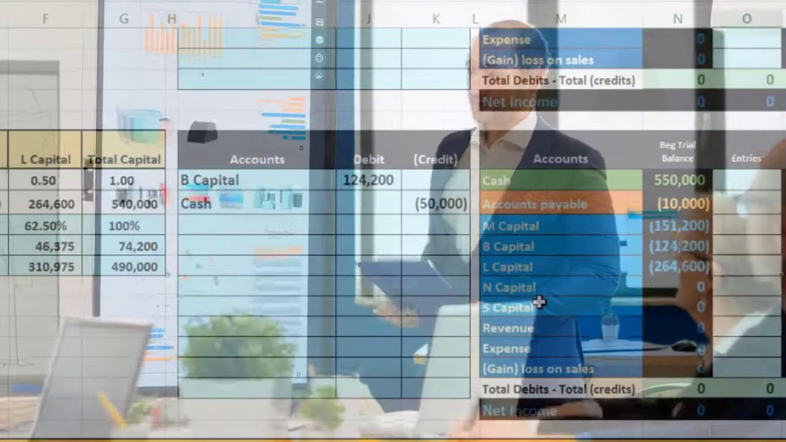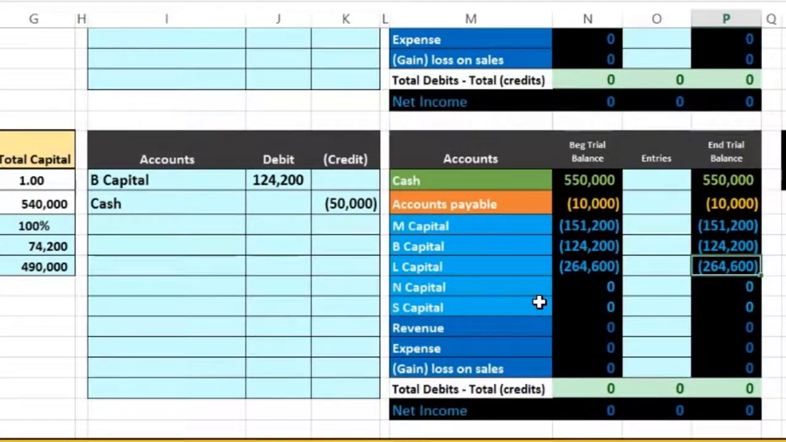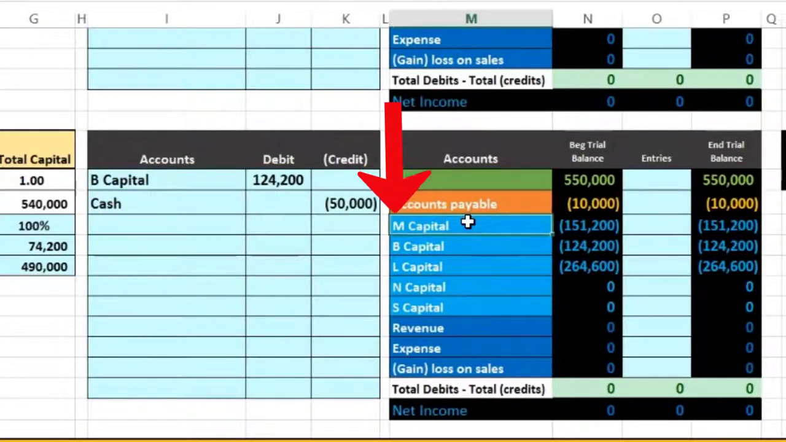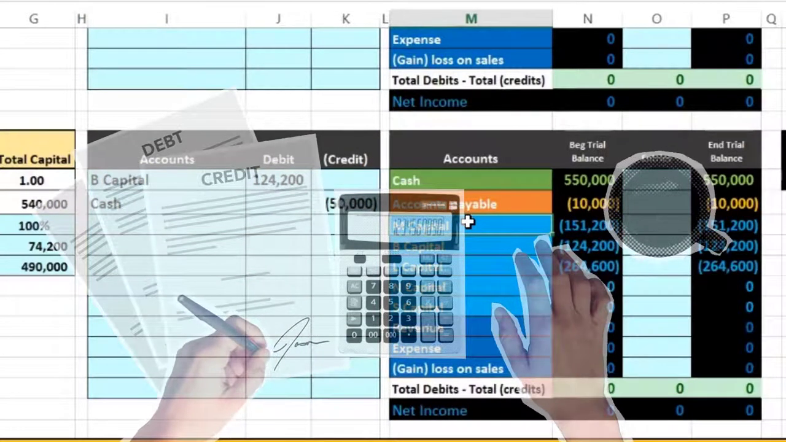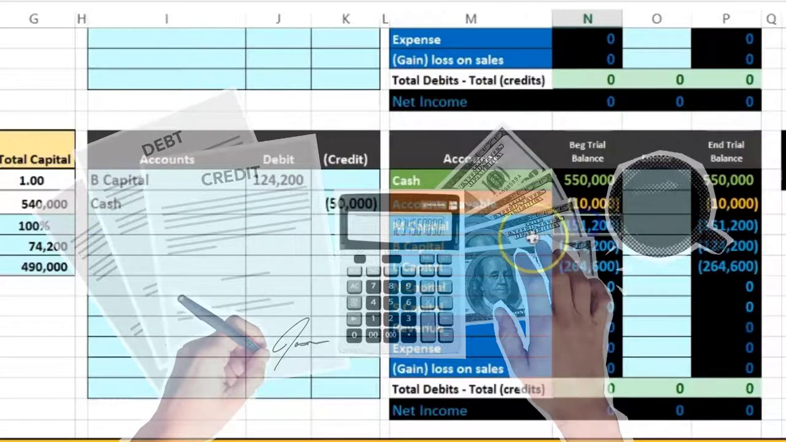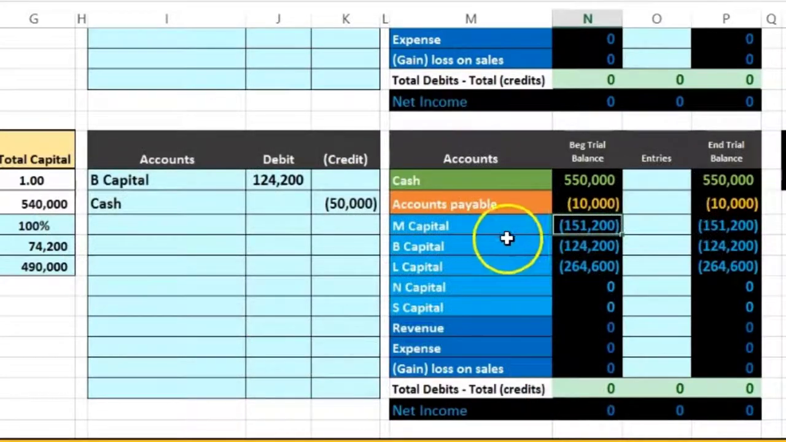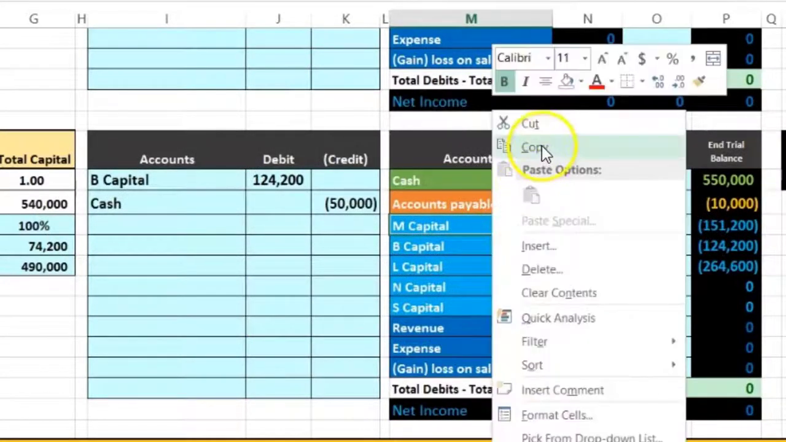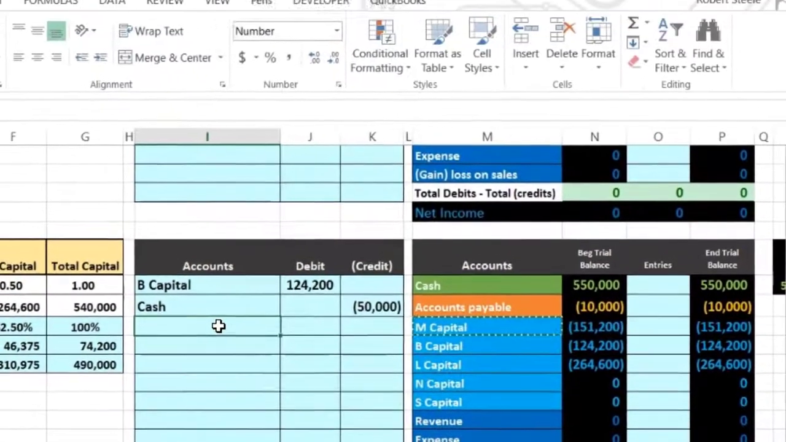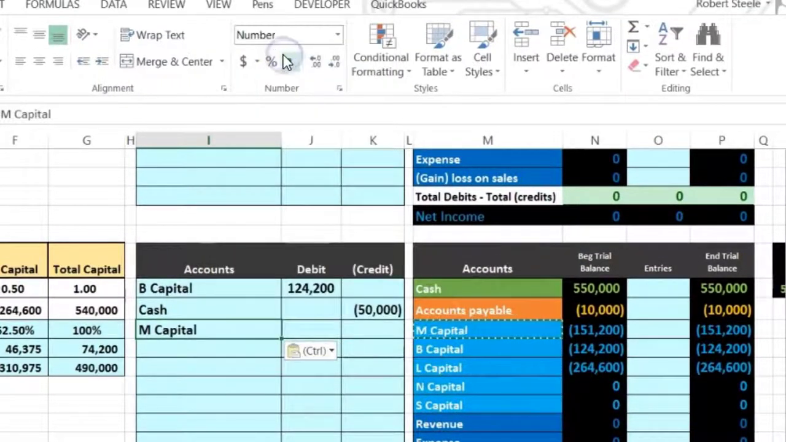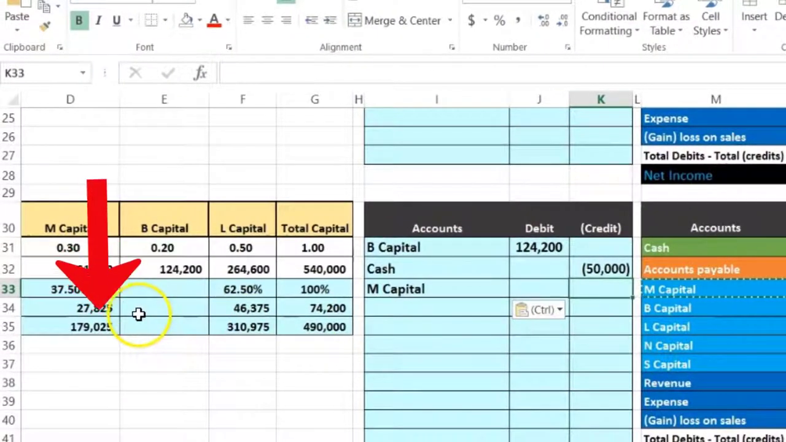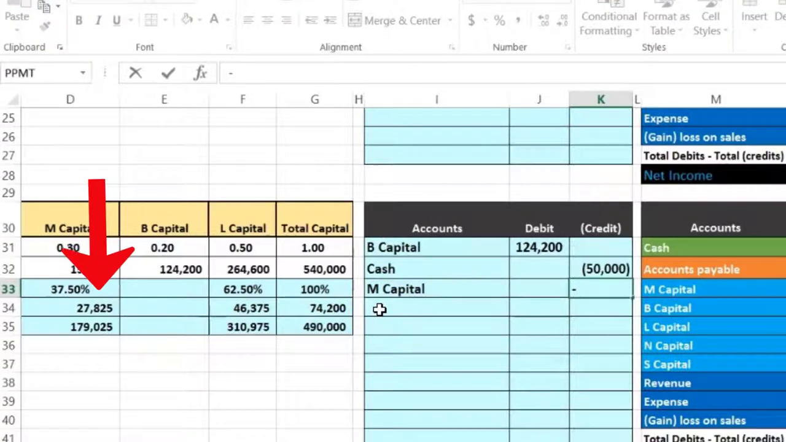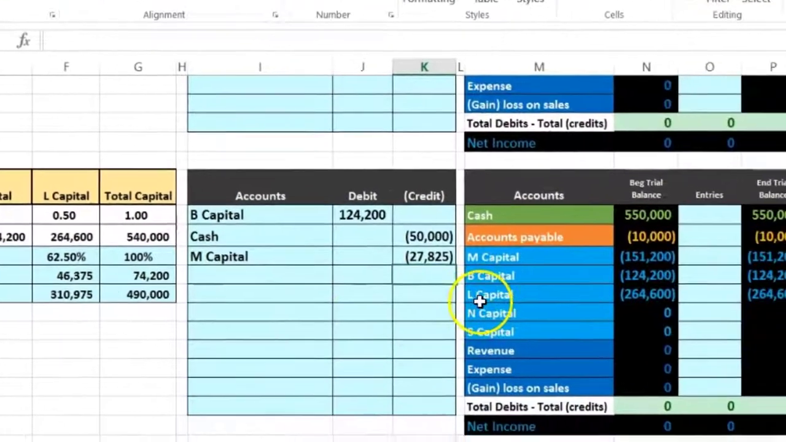All right, so let's post that over here. That means that M, we were left over here with the fact that we need some credits in order to balance this out. The credits are going to go to M's capital account. M has a credit balance. If we credit again, it's going to make it go up. So I'm going to copy this. I'm going to put our cursor in I-33, right-click, paste, 123. We're going to credit the capital account balance for 27,825. So negative 27,825, enter. We're going to do the same thing for L.